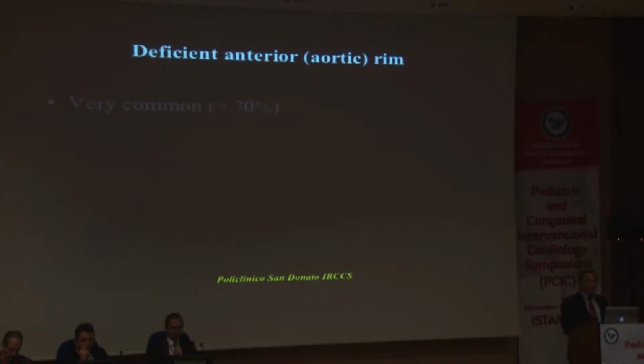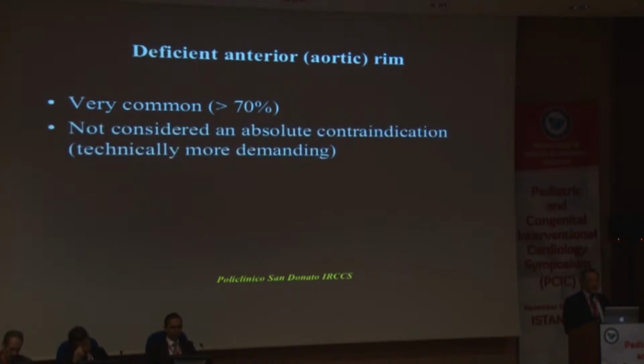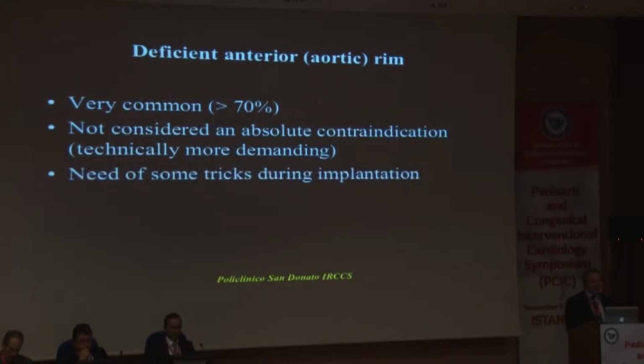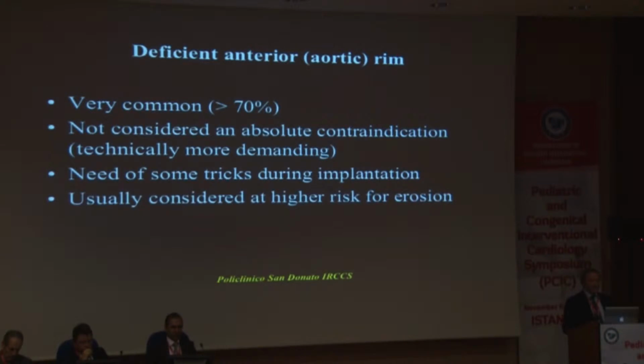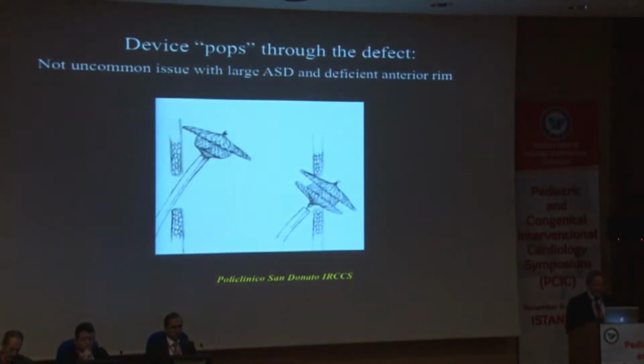Well, that's the issue of the deficient anterior rim, which is in fact very, very common. At least more than 70% of patients have a deficient aortic rim. It's not considered an absolute contraindication, but it's technically more demanding, and we need some tricks during implantation. And as we said in the previous discussions, it is considered at high risk for erosion.